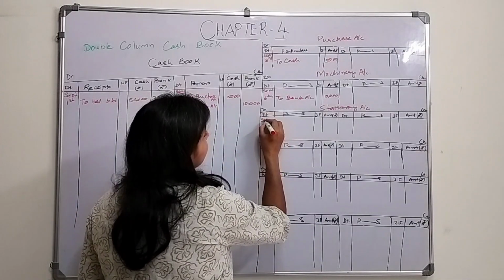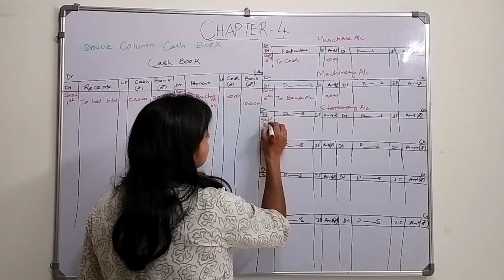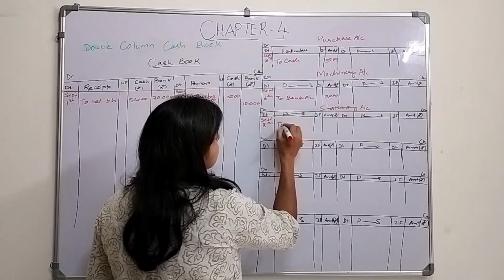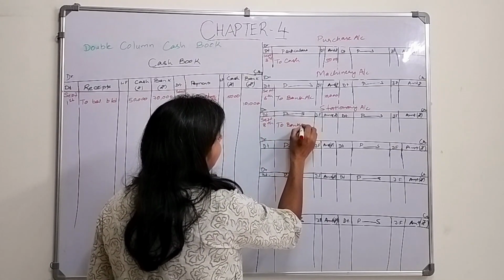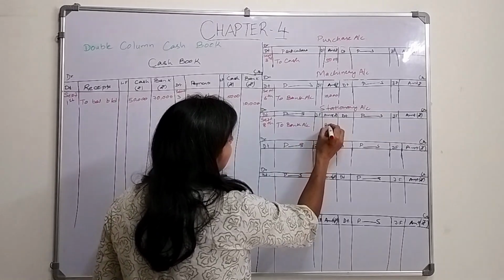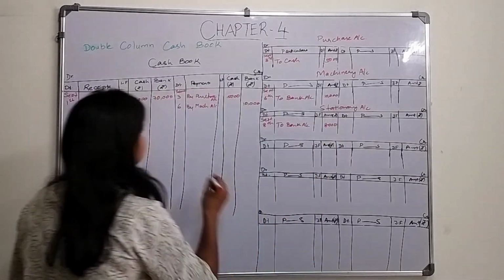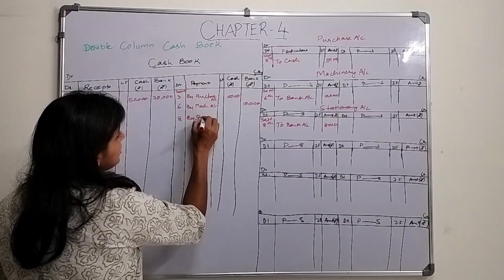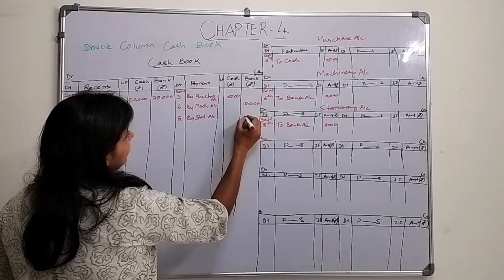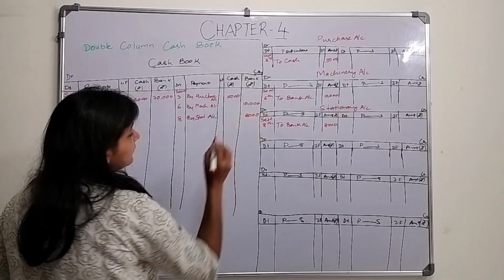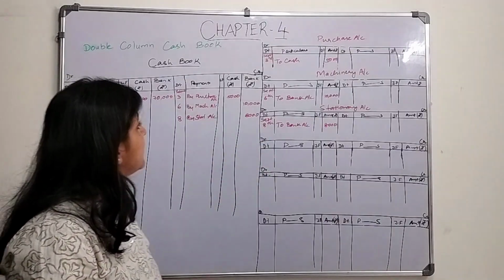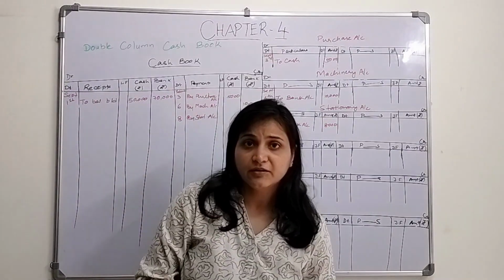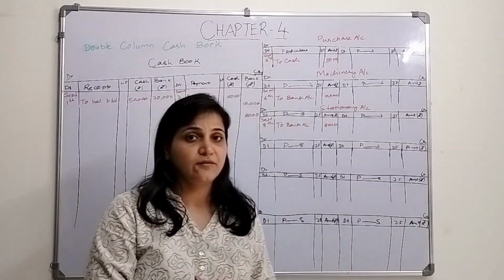So on September 8th to bank account 8,000, similarly by stationery account 8,000. Okay, now I received a rent.